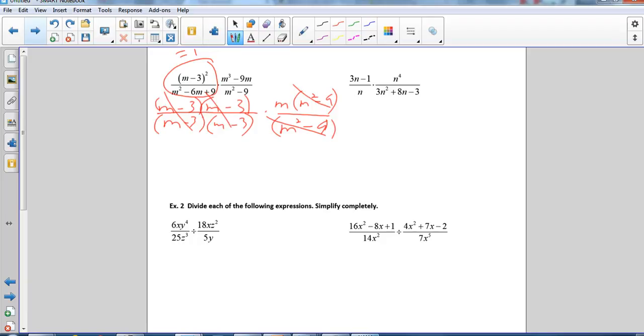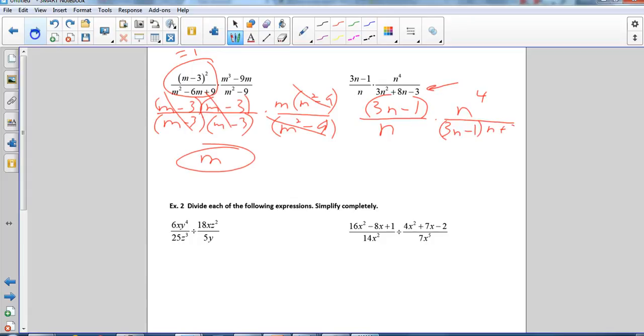And after all that mess, what's left? Just m on top. Finished. Okay, on the left side we have 3n minus 1. What do you think is going to be right here, one of the factors? Let's see. N. Here we have n to the 4th. This factors to, you guessed it, 3n minus 1 times n plus 3.